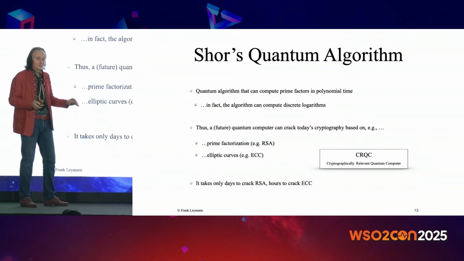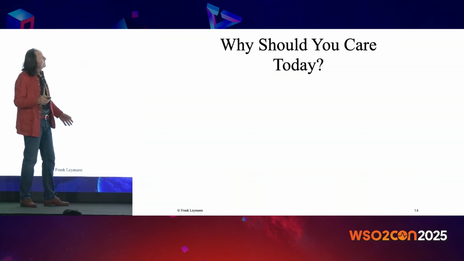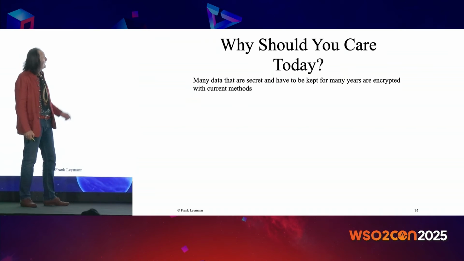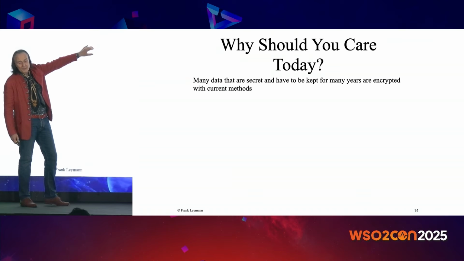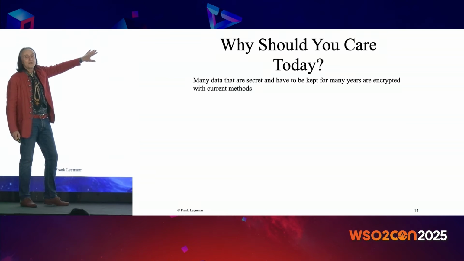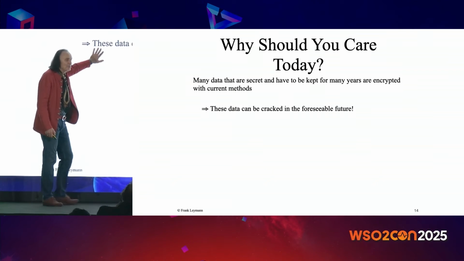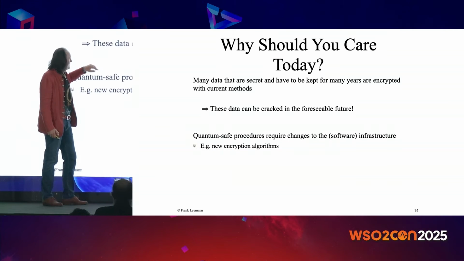Frank, please keep me assured that it takes 100 years. No, it's extremely fast, right? So, and why should you take care today? Why am I here? To make you nervous. The reason is, much data that is secret and has to be kept secret for many years is encrypted with today's methods. RSA, ECC, beat the hell out of me. That means these data can be cracked in the foreseeable future, in a few years.